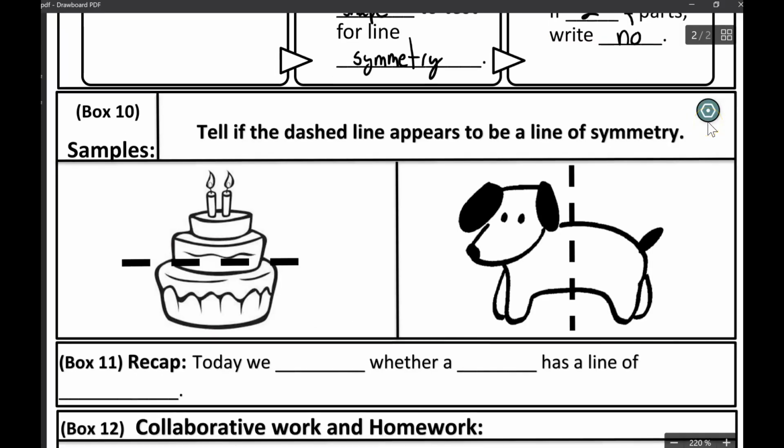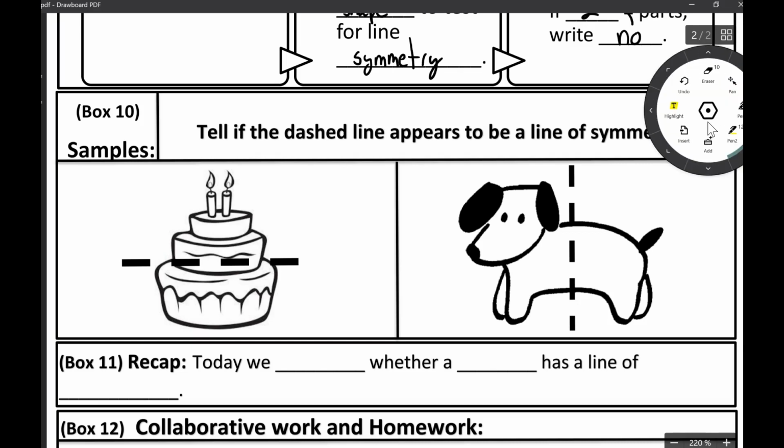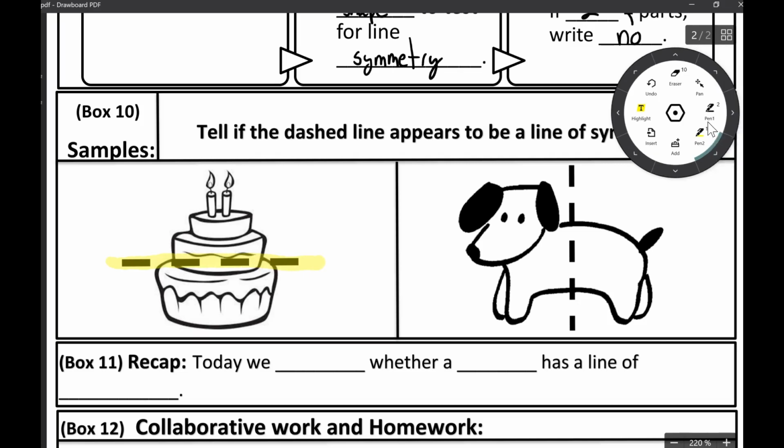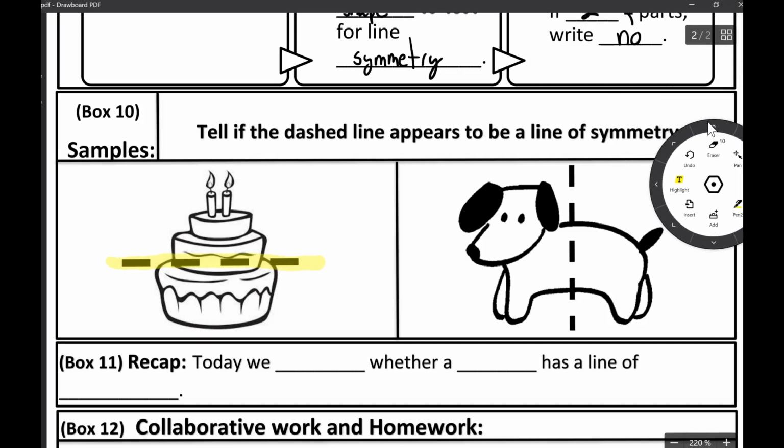Going on into our box 10 sample problems. So right here it says, tell if the dashed line appears to be a line of symmetry. So we have some different shapes right here. So I have this birthday cake, and for this birthday cake, there's a line going straight across it horizontally, and we have to tell if that dashed line is a line of symmetry. That's better. So this is not going to be a line of symmetry. This is going to be no.